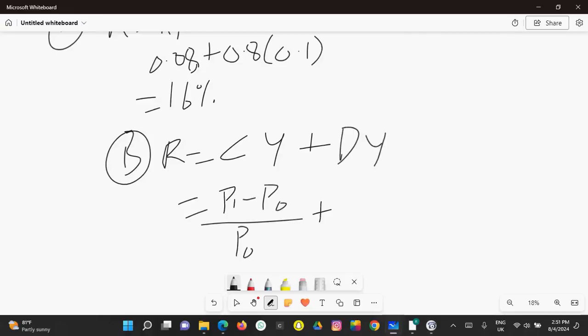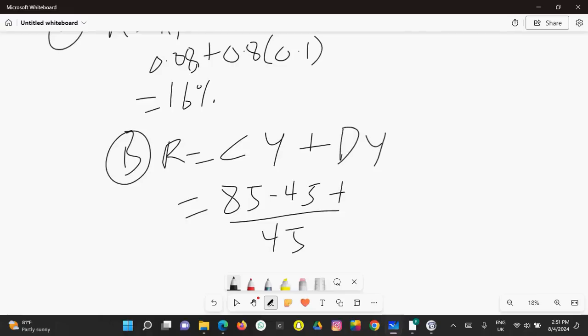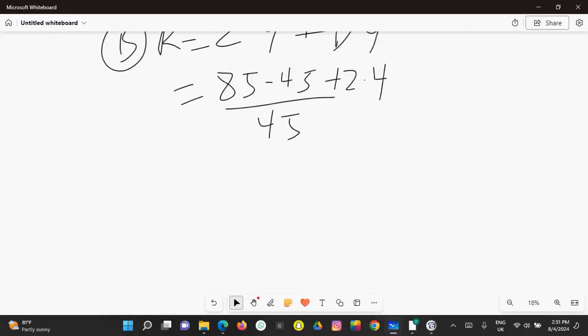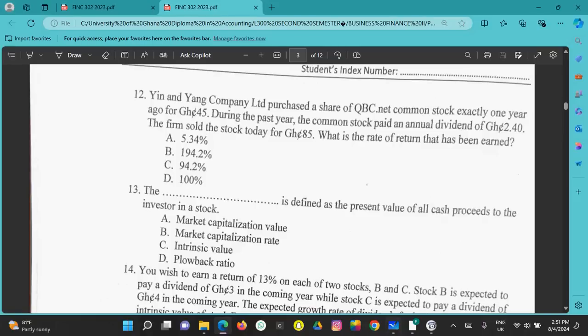So in total, let me do it all straight away so that I don't waste time on this particular question. We are going to get 55 minus 45 all over 45, plus the dividend over the price at the bottom. This is going to give us 94.2%, which is answer option C.